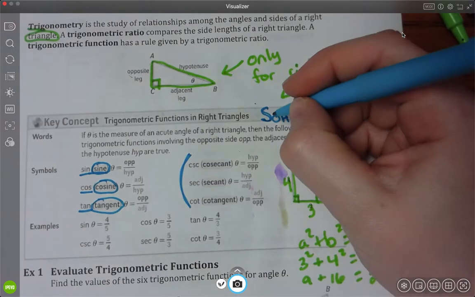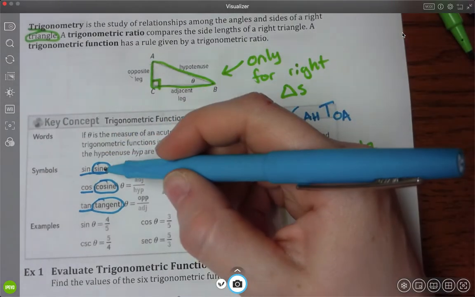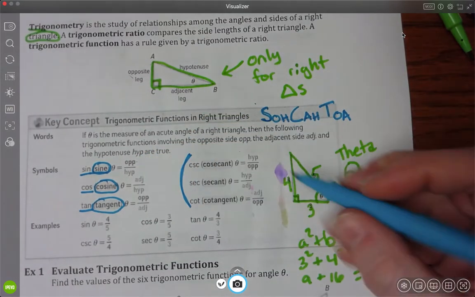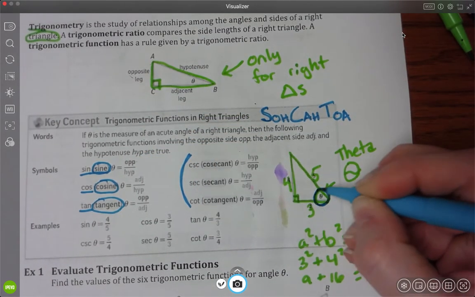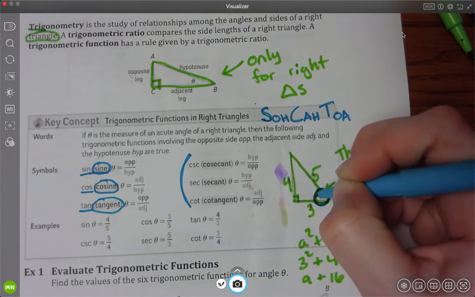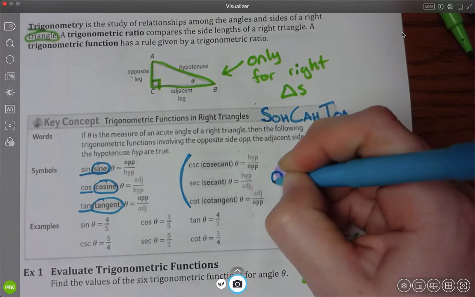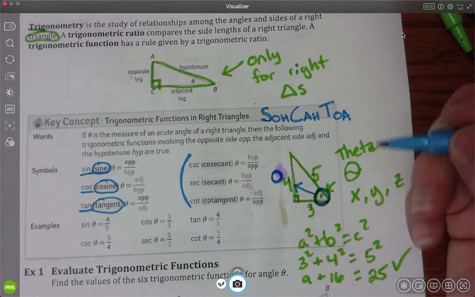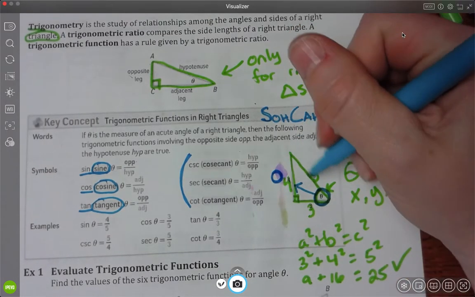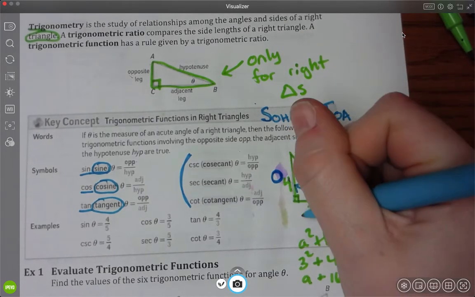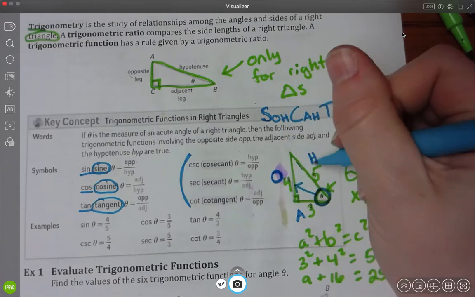So S has an O and an H after it. That means that sine has the relationship of opposite over hypotenuse. If we're talking about this angle, I'm talking about the side that is opposite it, which is 4. The hypotenuse is the longest side, which is 5. And the other third side is called the adjacent. So we have opposite, hypotenuse, adjacent.